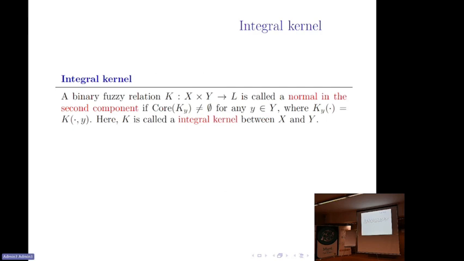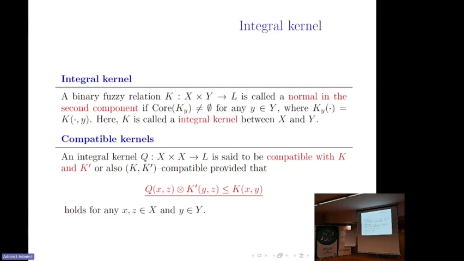An integral kernel is a binary fuzzy relation which is normal in the second component. It means that for any y, the core of this function is non-empty. Here is the definition. Compatible kernels: an integral kernel Q is said to be compatible with K and K prime if we have this inequality for any x, z and y.